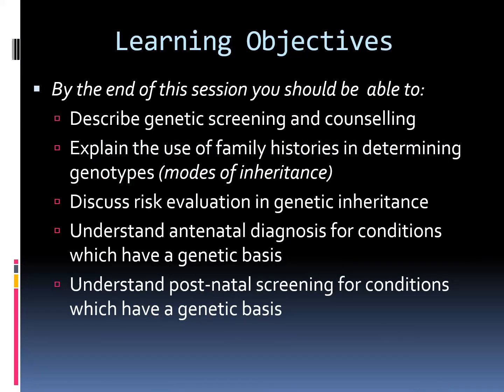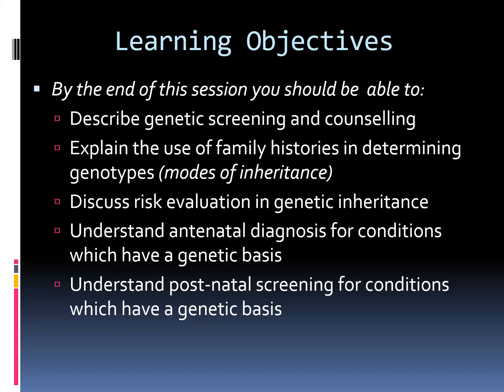Learning objectives بتاعت المحاضرة دي. First, it's important to know how to describe genetic screening and counseling. What's genetic screening and counseling? Explain the use of family histories in determining genotypes, what we call modes of inheritance. Discuss risk evaluation in genetic inheritance. Understand antenatal diagnosis for conditions which have a genetic basis. Understand postnatal screening for conditions which have again a genetic basis.